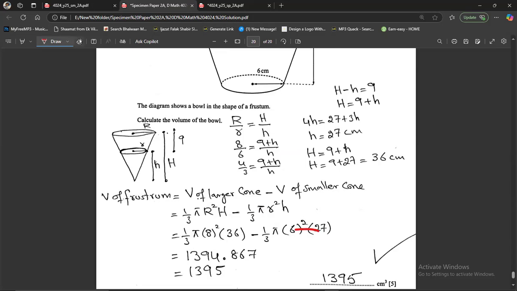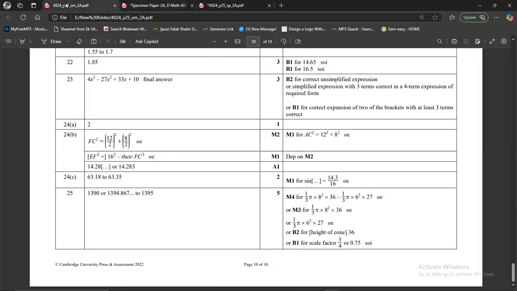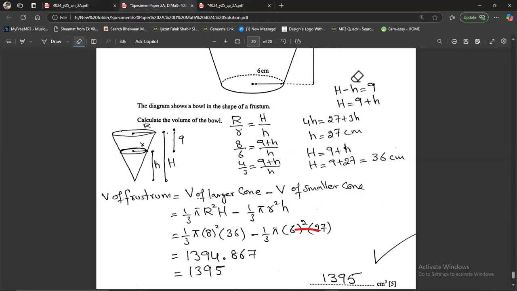And sorry for this. Let me try to reduce this. I'm not able to remove it. Okay, so 1394.867. So it's 1395. 1395 is the answer. So our answer is right.